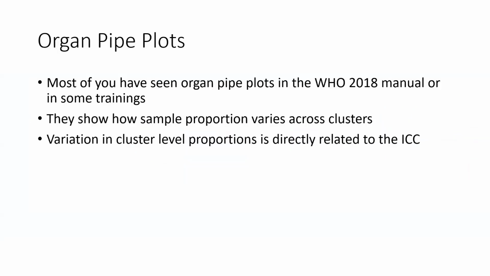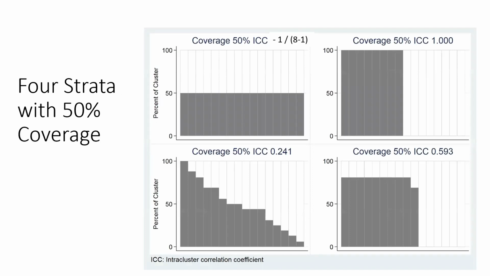So thinking about those outliers for a minute, I want to just pick one of those outliers and drill down and examine it a little more. In the 2018 manual, we recommend looking at each outcome using what we call an organ pipe plot, like this, where each column is a cluster. The shaded part of the column is the proportion of the respondents in that cluster who were vaccinated. And in this case, in all 4 of these strata, there's one plot per stratum here, coverage is 50% in each stratum, but it's distributed in different ways across the clusters.